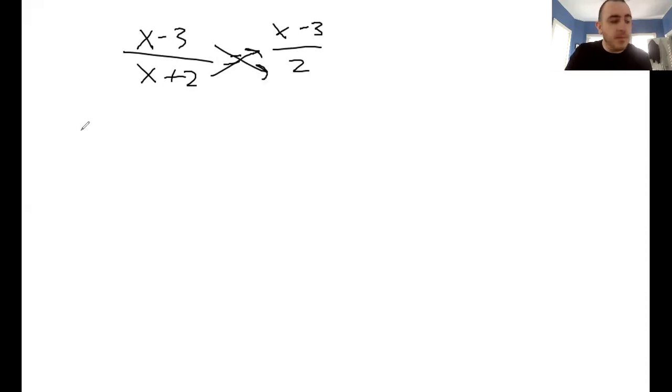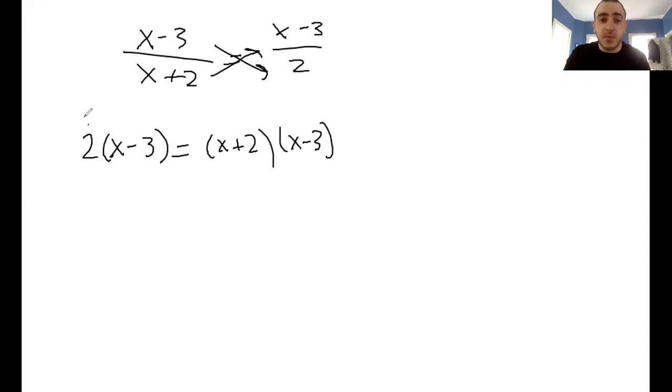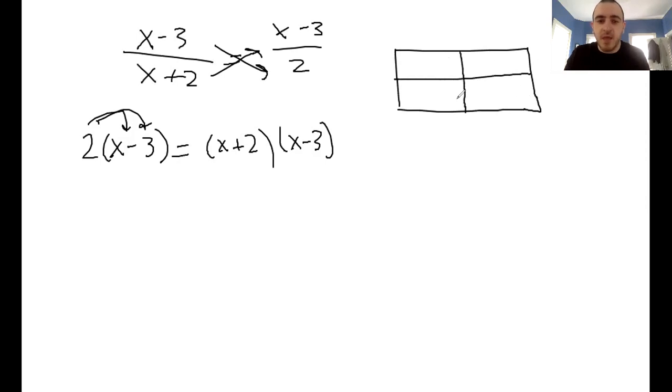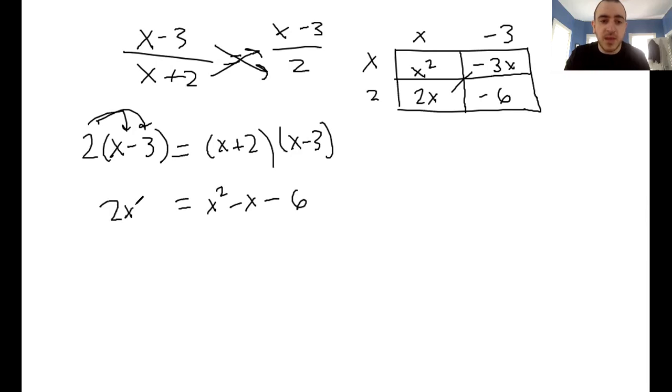Here we're left with 2 times x minus 3 equals x plus 2 times x minus 3. This one is pretty simple, you just distribute. However, on this one you have a binomial, two things times two things, so use your box. I love a box. It keeps me organized and it just works. So we'll do x plus 2 times x minus 3. x times x is x squared, 2 times x is 2x, x times negative 3 is negative 3x, and negative 3 times 2 is negative 6. I'll combine these middle terms, so 2 minus 3 is negative 1. So it's going to be x squared minus x minus 6, equal to 2 times x minus 6.